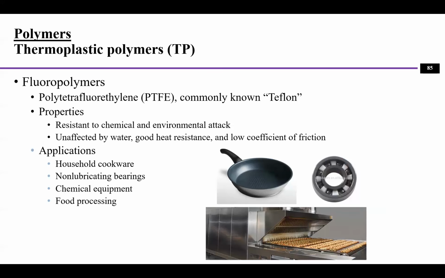And fluoropolymers. So typically one is Teflon, right? We can see some of the pans are made out of those materials because they have really good resistance to chemical and environmental attack, even at higher temperature, with water or some other liquids, it can still hold its own state.